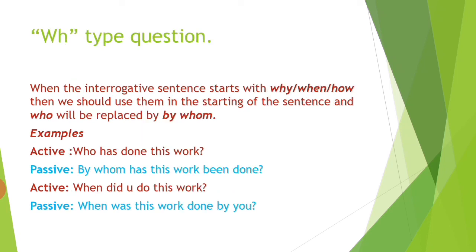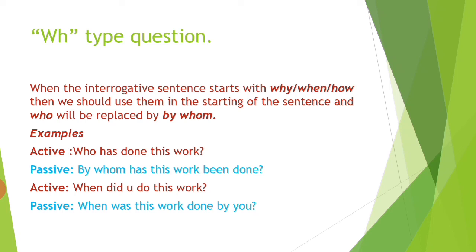Now we will talk about the WH type questions. When the interrogative sentence starts with why, when, how, then we should use them in the starting of the sentence, and who will be replaced by whom. See the example. Who has done this work? So who will convert into by whom. We will start with by whom, then we put the helping verb: by whom has this work been done?